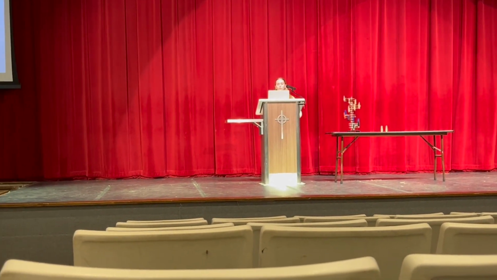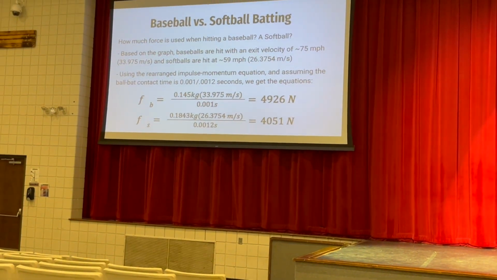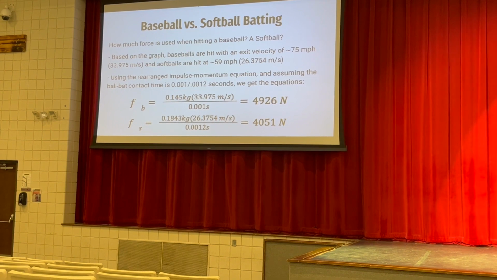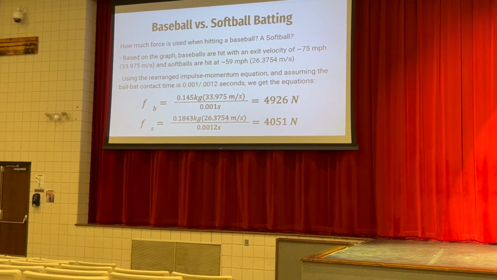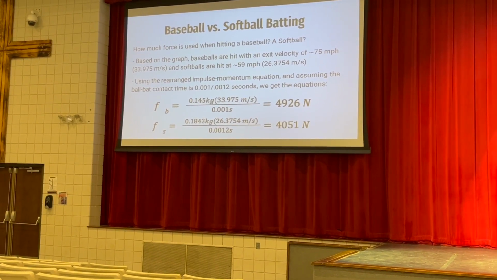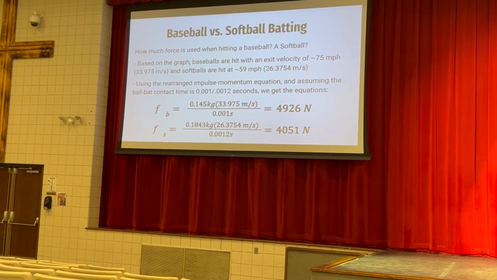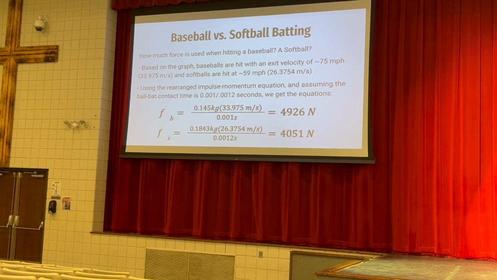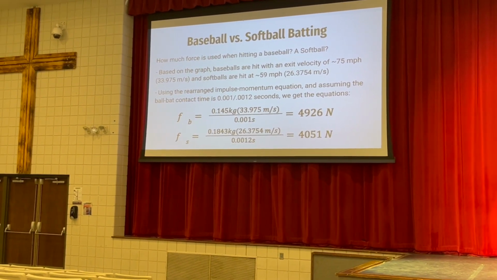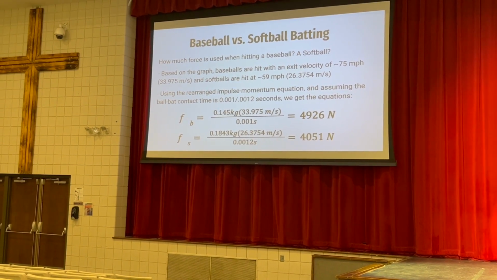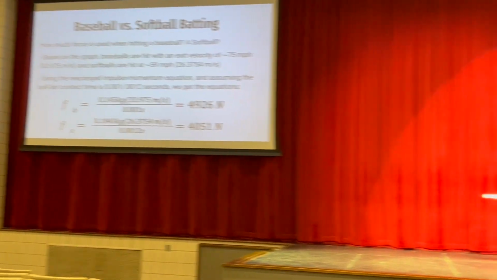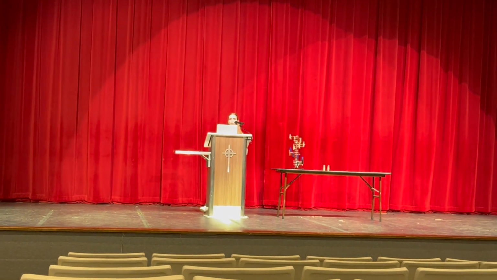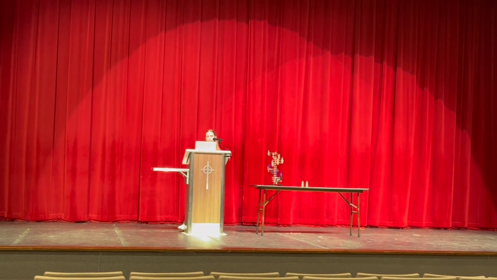Next. So I was wondering how much force is used when hitting a baseball versus a softball. And based on the graph, we can see that baseballs are hit with an exit velocity of about 75 miles per hour, and softballs are hit at about 59 miles per hour. And then using the rearranged impulse momentum equation, which is force times time equals mass times velocity, and assuming that the ball-bat contact time is 0.001 seconds for baseball and 0.0012 seconds for softball, you get the equations of those. And you can see that the baseball is hit with about 900 newtons of force more than the softball. And this is saying that the boys are hitting the baseball and the girls are hitting the softball with a baseball and softball bat.